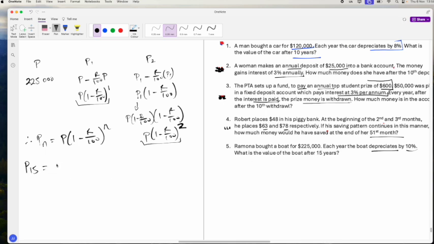Now I could plug in P of 15. And that is going to be 225,000, that is P, into 1 minus 10 over 100, all to the power of 15. So this works out to give us $46,325.50. And this is the price of the boat after 15 years.